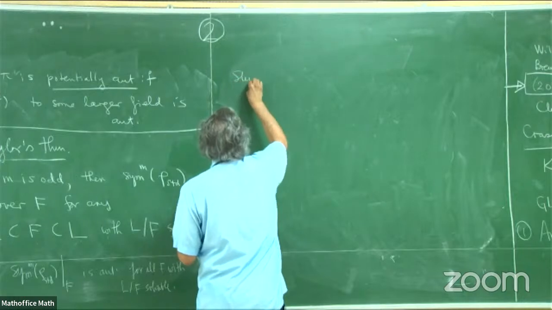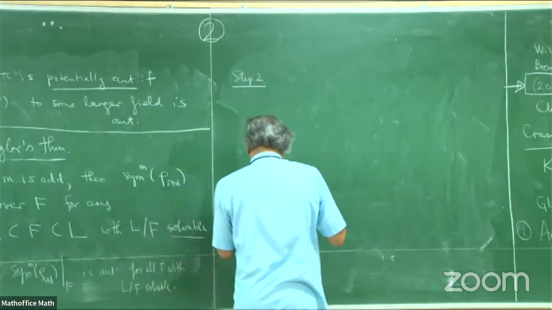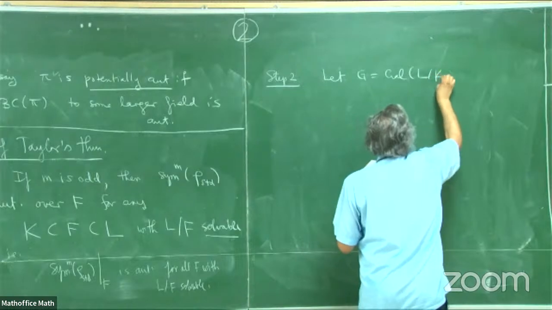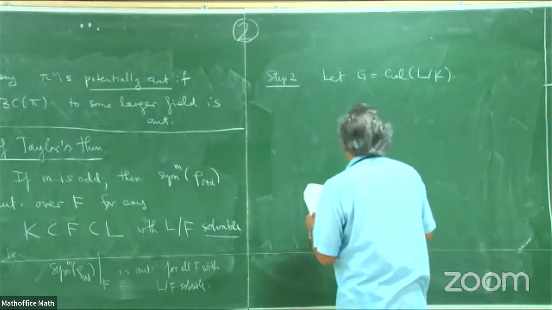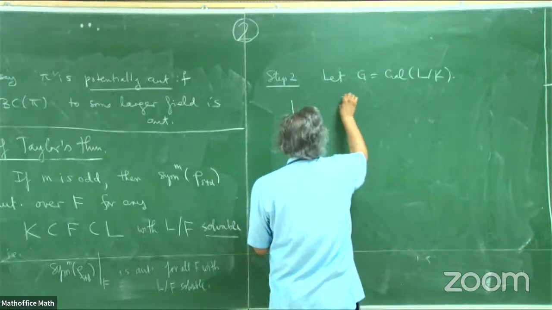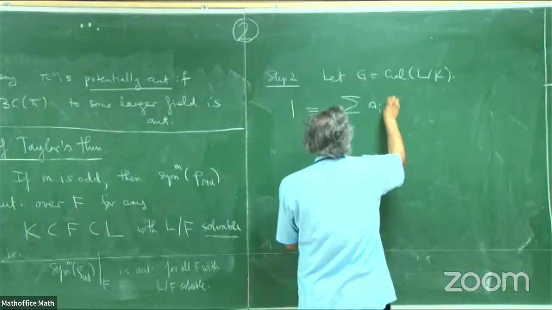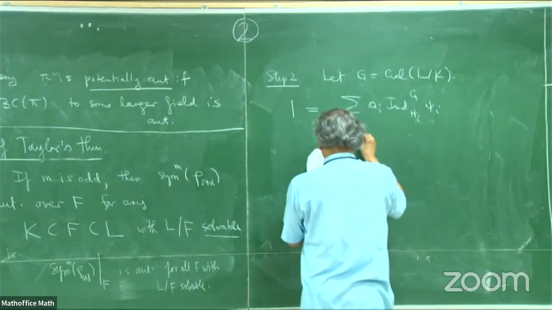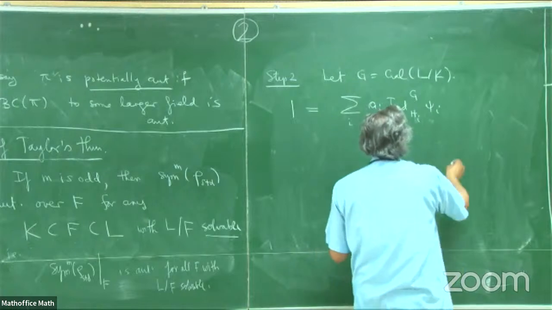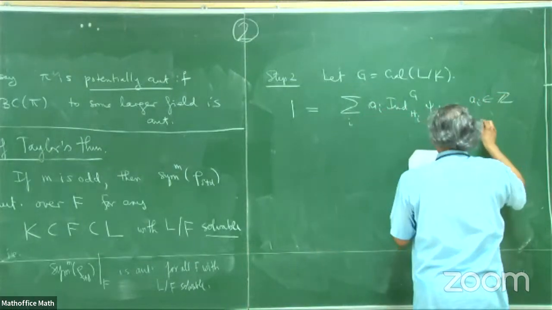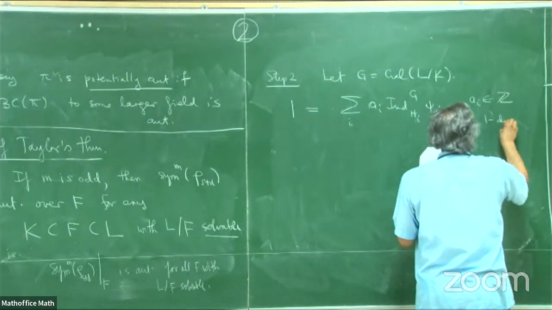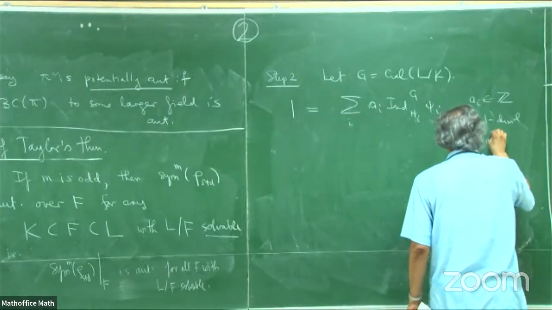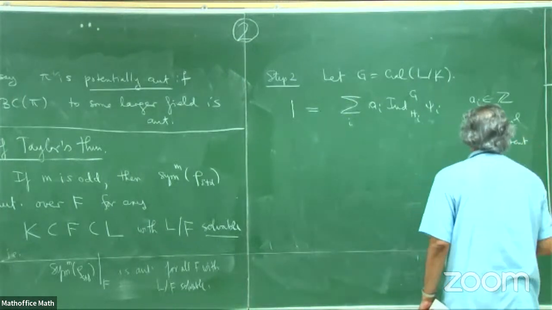Step two. Let G be the Galois group. Write the trivial representation 1 as the sum of a_i times the induction from H_i to G of psi_i, where the a_i are integers and the psi_i are one-dimensional characters and the H_i are certain nilpotent subgroups.